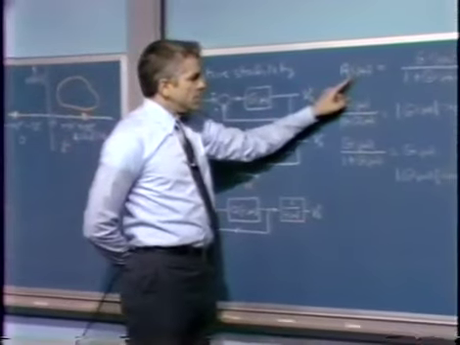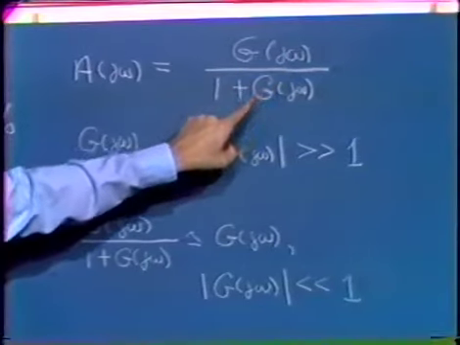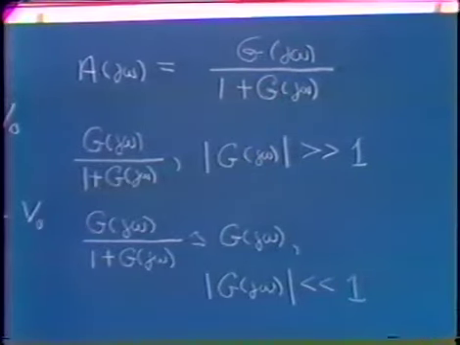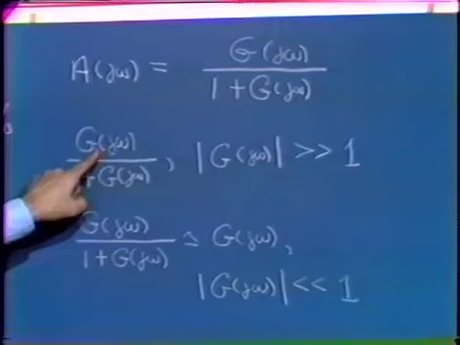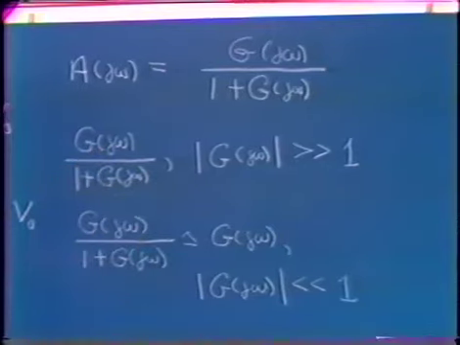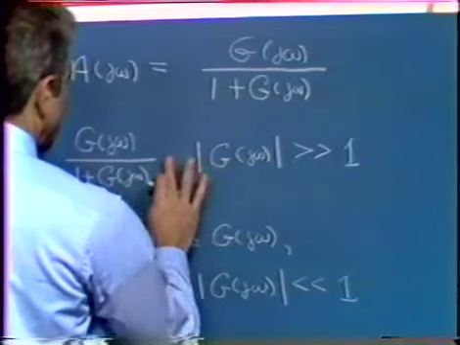We consider the closed loop gain A of j omega being equal to G of j omega over 1 plus G of j omega. And we can very easily evaluate that for limiting cases because we recognize that this quantity is just about equal to 1 when the G of j omega product is very, very large. In other words, I should have an equals 1 here.